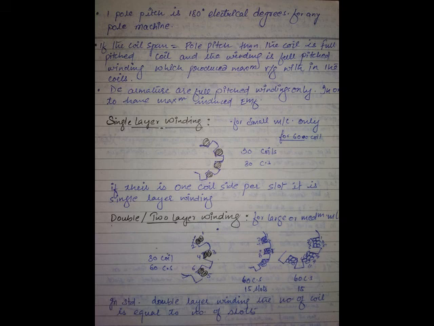Single layer or double layer is all about sharing a slot. One coil side in one slot is single layer. Two or more in one slot is double layer. Multiplex windings can be arranged in single layer or double layer winding. It is all about independent sets of windings arranged in parallel. After discussing lap and wave, I will explain multiplex windings more clearly with a diagram.